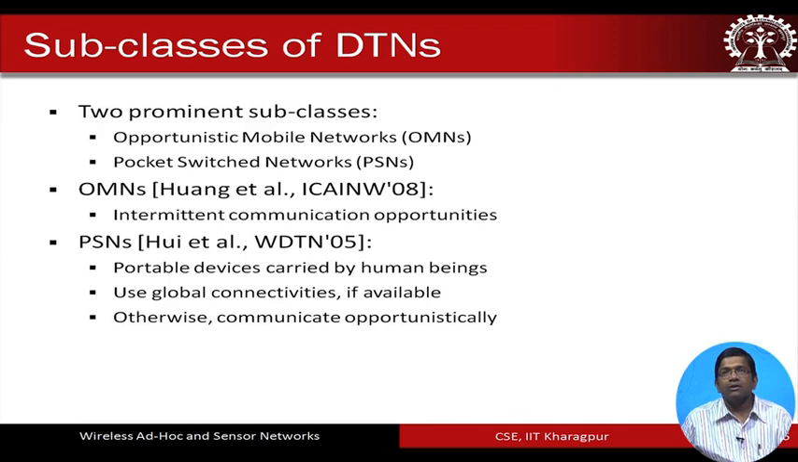So, consequently, the mechanism of communication is opportunistic in nature. That is the reason why these networks are often referred to as opportunistic mobile networks, or OMNs in short. The other type of DTN is the pocket switched networks. Here, pocket refers to human beings carrying portable devices in their pockets.